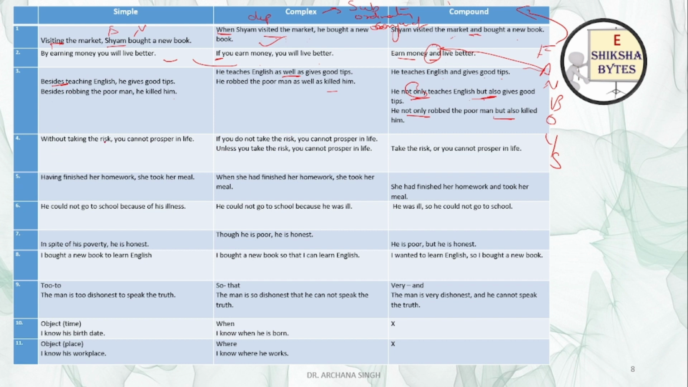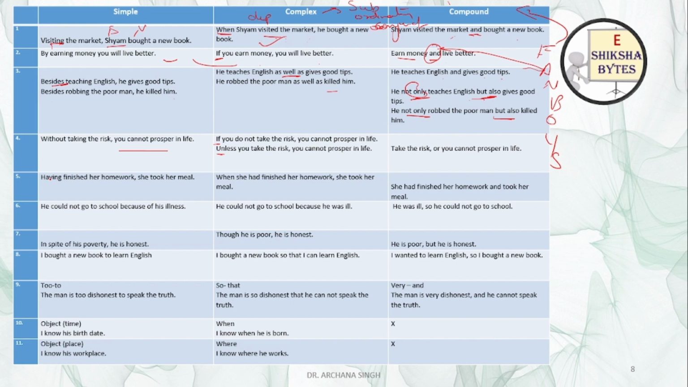Now, if you have, without taking the risk, you cannot prosper in life, this is your simple sentence. Again, you can make it complex by using if or unless. If you do not take the risk, you cannot prosper in life. Or otherwise, you can make it, unless you take the risk, you cannot prosper in life. To make it compound: take the risk or you cannot prosper in life. See how we are transforming simple to complex, complex to compound, keeping in mind that the meaning is not changing at all. This is the beauty of this language.